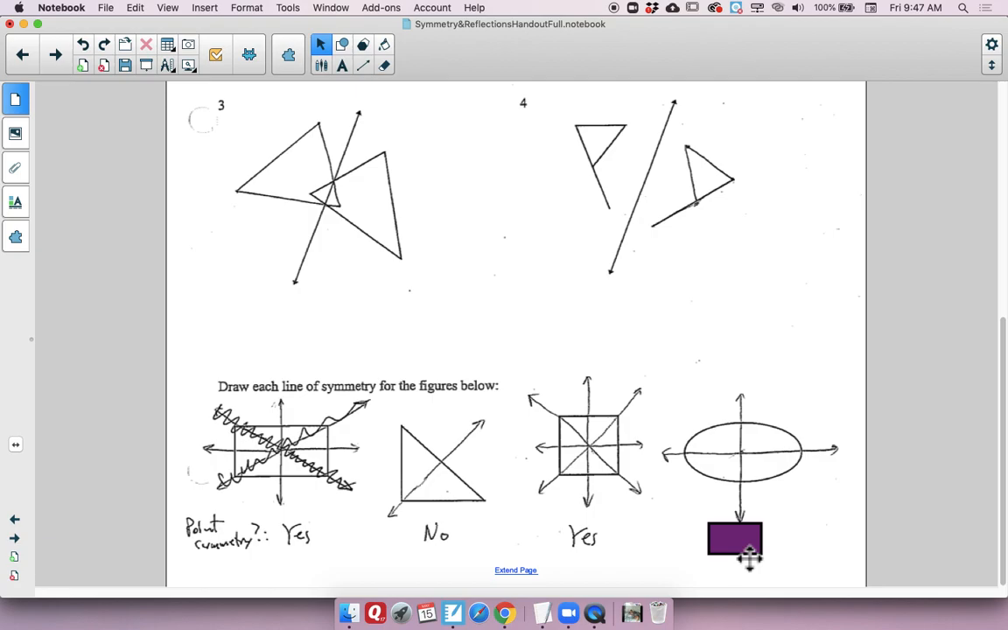So is there point symmetry? You betcha. All right, awesome.